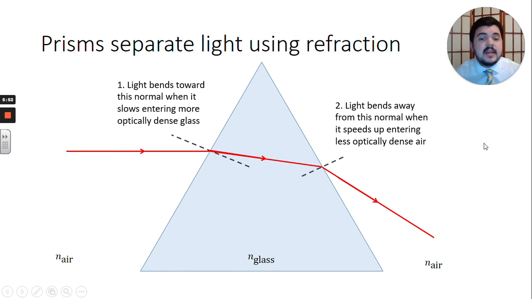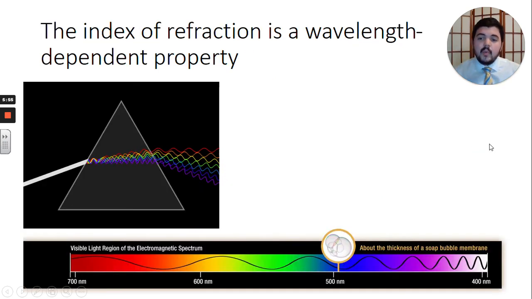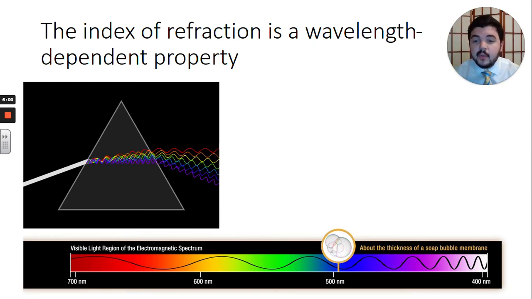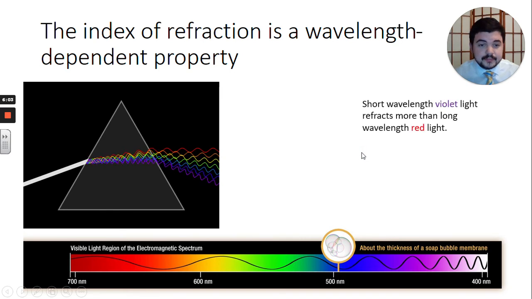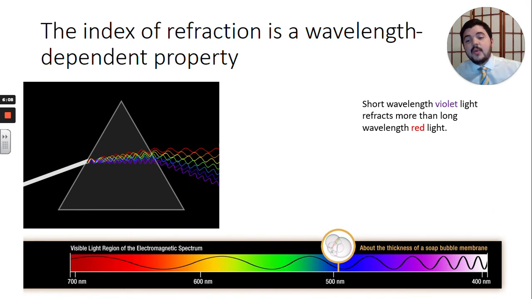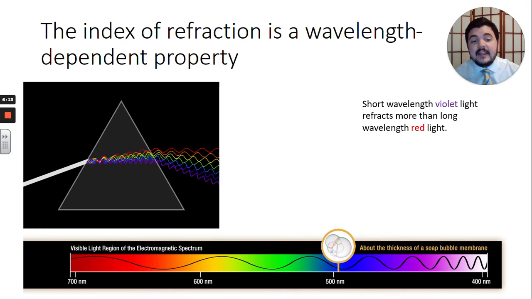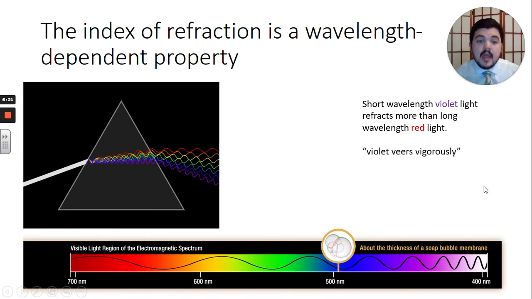It's refracting light. Why do you see rainbows with prisms? Well, this is a great animation. I love this GIF here. It's of the different wavelengths of light being separated out. And the idea is that different wavelengths of light will refract different amounts. So the short wavelength violet light will refract more than the long wavelength red light. A mnemonic to help you out with this is that violet veers vigorously. Violet bends more in a prism than red.